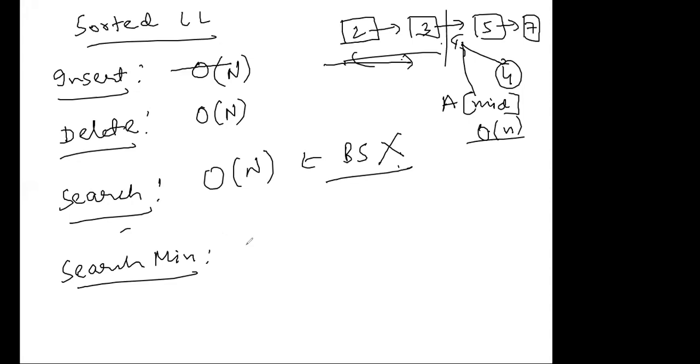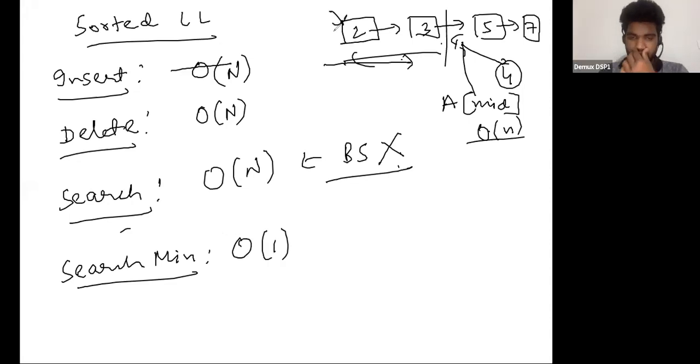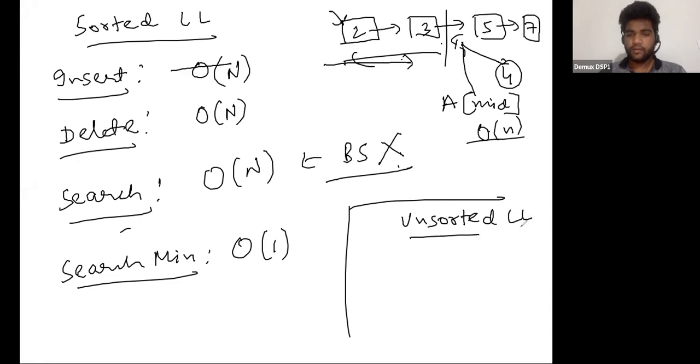Of 1. This will be O of 1, right? Because the first element in the linked list will be the minimum. So now, similarly, you can extend this for unsorted linked lists. Let's quickly finish it. So in unsorted linked lists, what will be the time complexity for searching?